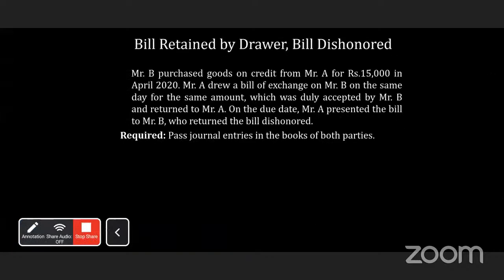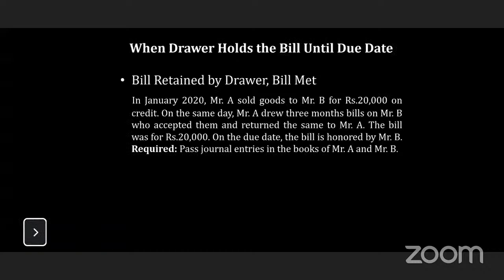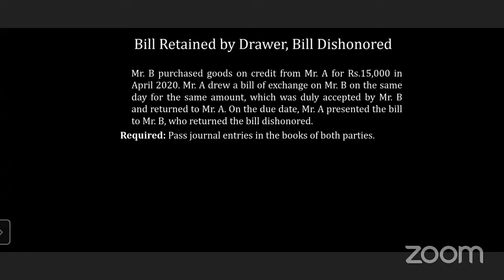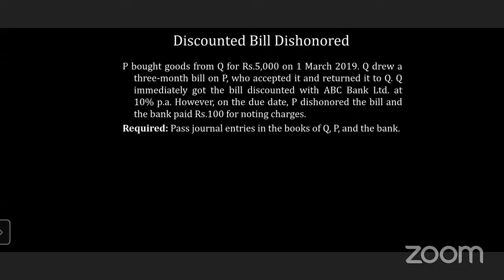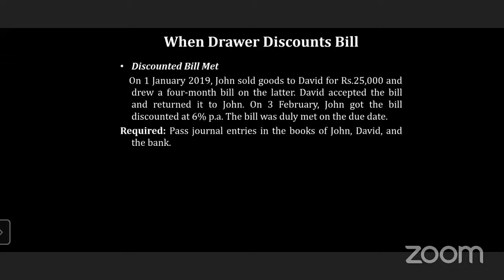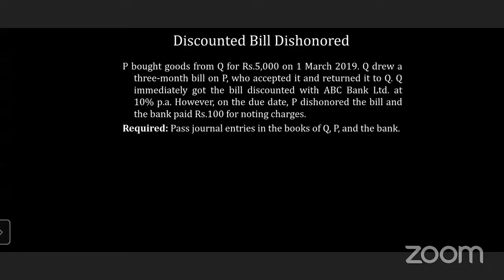Today we have seen bills retained by drawer, bill met, bill retained by drawer, bill dishonored, and when drawer discounts a bill, discounted bill met. Till that point, we have seen all the journal entries. Today we shall see discounted bill dishonored.